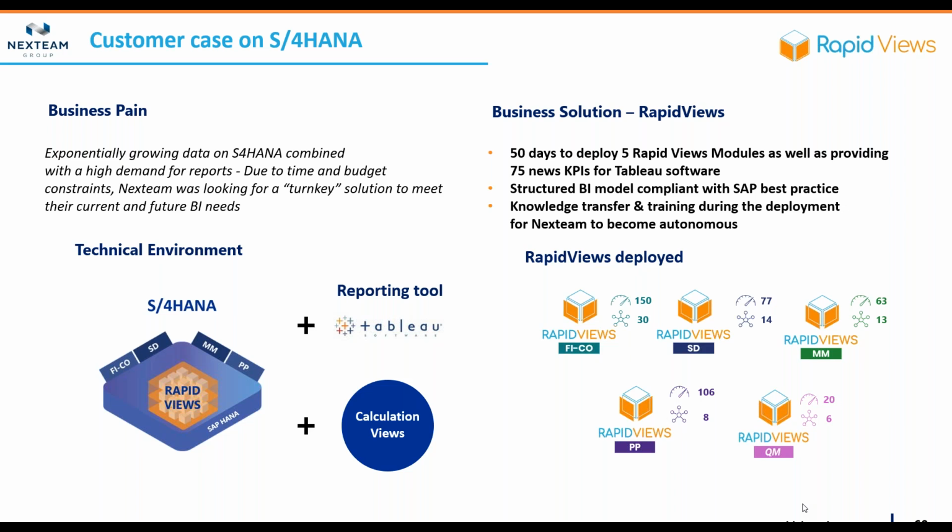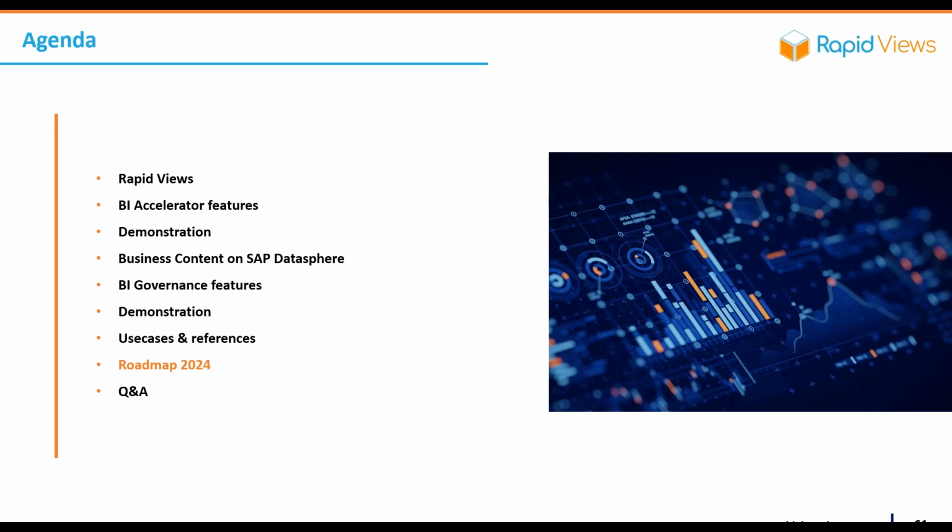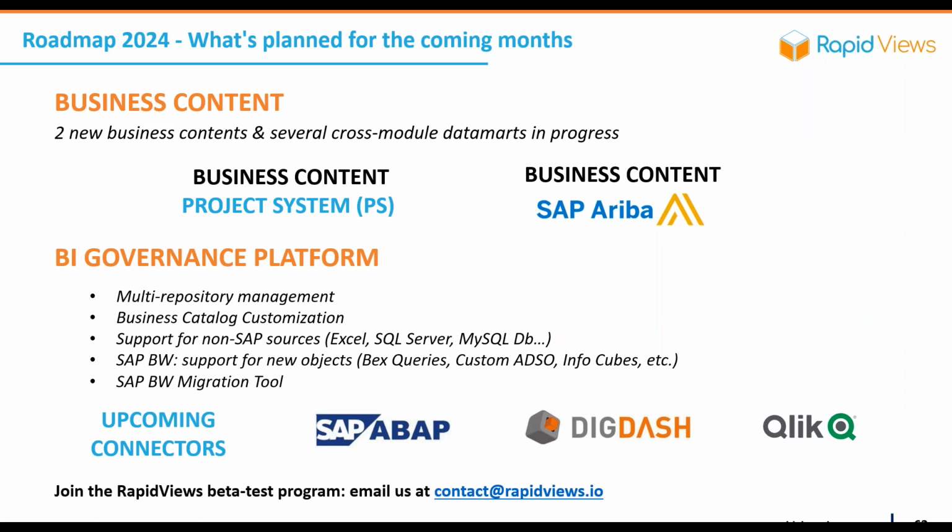So really, our goal, our vision is to help any partners and, of course, any SAP customer to accelerate the deployment of any of your analytics projects. I finish on the roadmap. What do we plan in 2024? We continue to work and build advanced content. This year, we are going to build the PS Project System Business Content and the SAP Ariba Business Content. And we continue, of course, to increase the content of our business content.